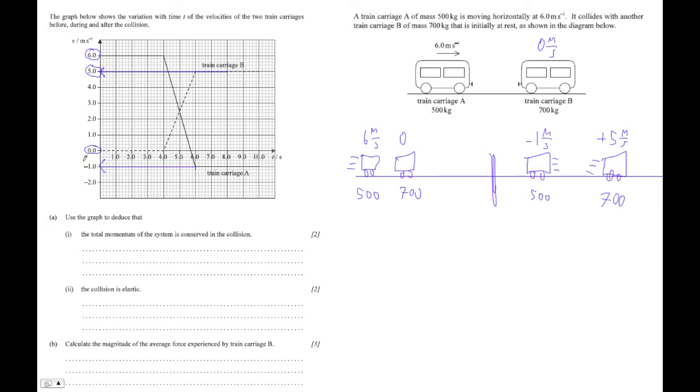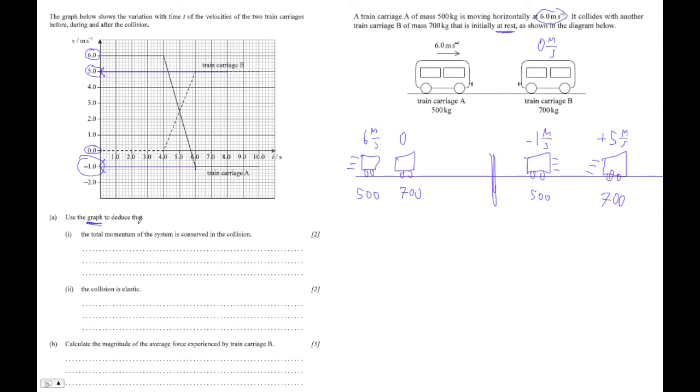So I got these velocities of -1 from the graph. The +5 I got from the graph, because we're supposed to use the graph. And the fact that it's at rest, you can either read from the graph, that is train carriage B is going 0 to begin with, or you can get it from here. It tells you that it's at rest and that this one's moving at 6.